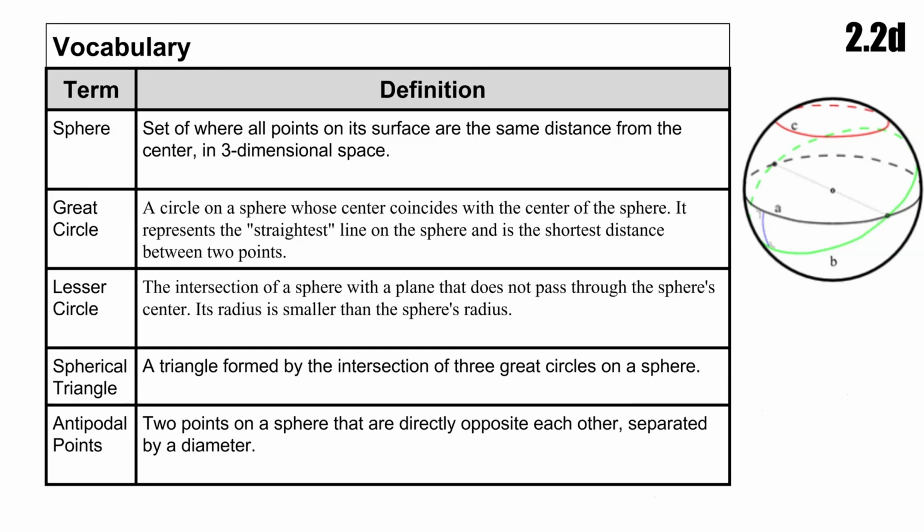Here are some terms used in sphere geometry. A sphere is a 3D solid where all points on its surface are the same distance from the center. A great circle is a spherical line that passes through the center, making it the straightest line and the shortest distance between 2 points on the sphere. A lesser circle is a spherical segment that does not pass through the center. A spherical triangle is a triangle formed by 3 spherical lines, and antipodal points are points located directly on the opposite side of the sphere.